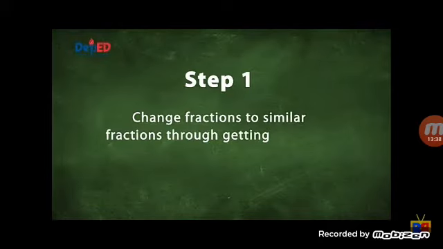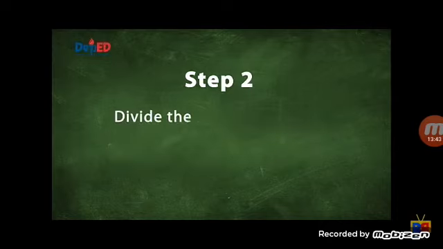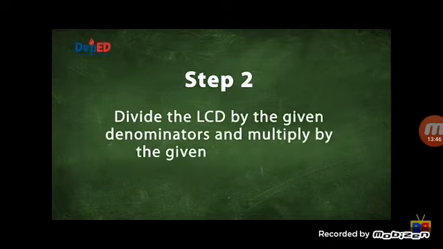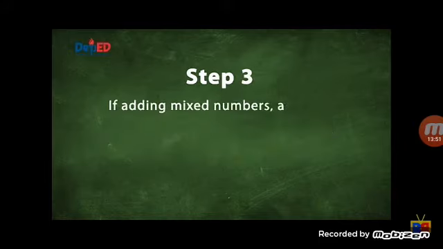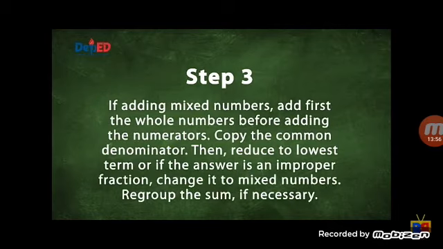Step 1. Change fractions to similar fractions through getting the least common denominator or LCD. Step 2. Divide the LCD by the given denominators and multiply by the given numerators. Step 3. If adding mixed numbers, add first the whole numbers before adding the numerators. Copy the common denominator, then reduce to lowest term, or if the answer is an improper fraction, change it to a mixed number. Regroup the sum if necessary.